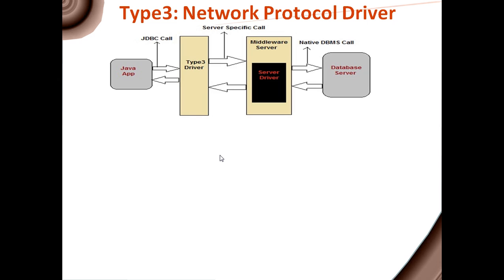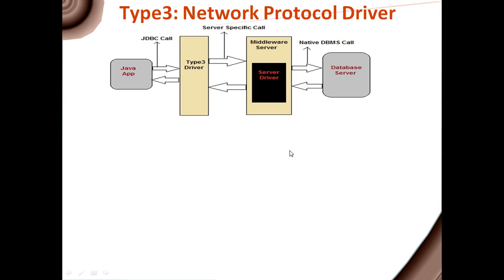Now let's go to the type 3. This is called the network protocol driver. In this, the Java application will again make a JDBC call. As you can see, the Java application will always make a JDBC call to any particular type of driver. Earlier it was making type 1, then type 2, now here it is type 3.